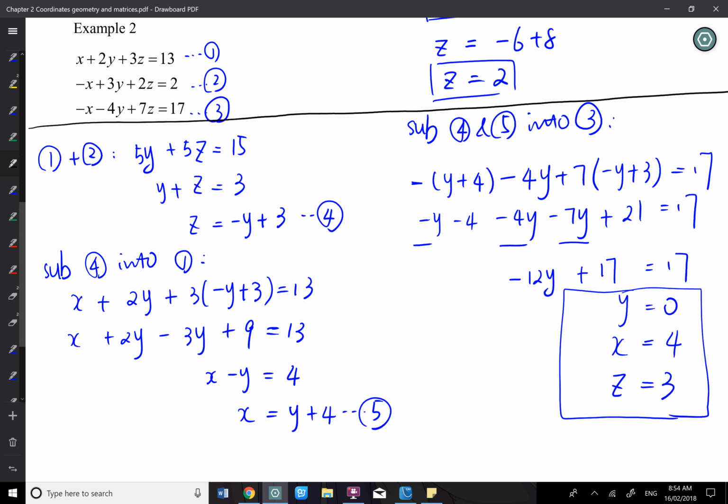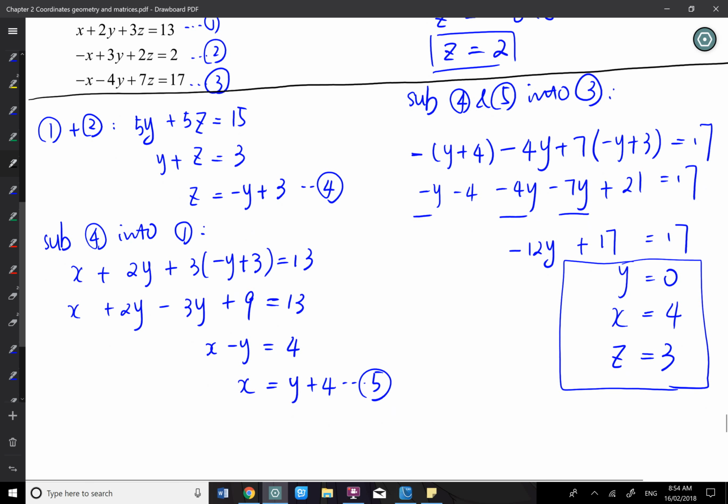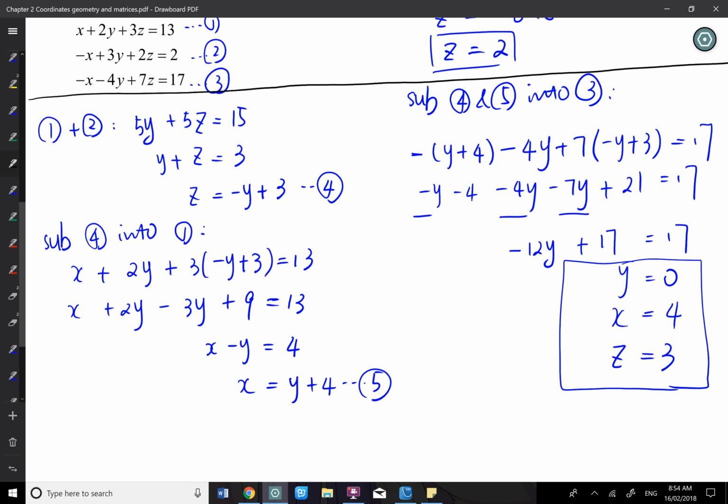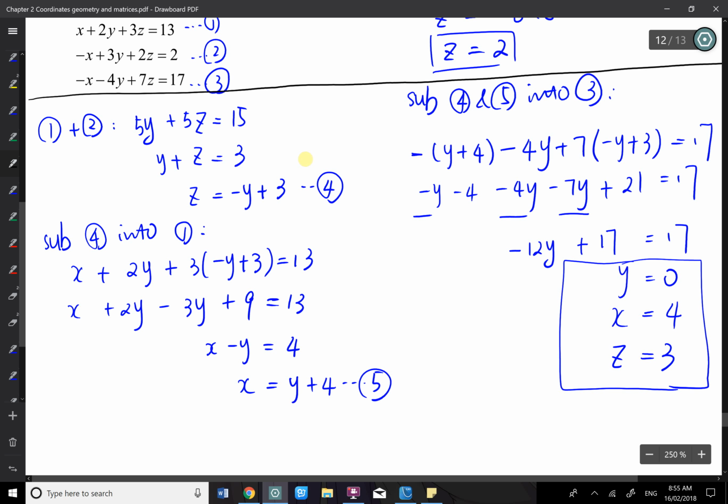I will sub that into either equation 1 or equation 2. Well, I don't want to use equation 3, because I want to sub both x in terms of y and z in terms of y into equation 3. That's the last equation I want to use. So I will just choose 1 or 2 to substitute. I substitute the new equation into number 1. I have x plus 2y plus 3z, but your z becomes in terms of y now. So it's 3 times minus y plus 3, equals 13. Rearrange this equation, simplify, you have x minus y equals 4. Therefore, x equals y plus 4.